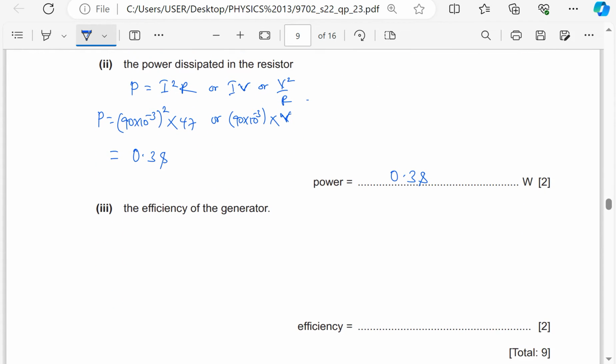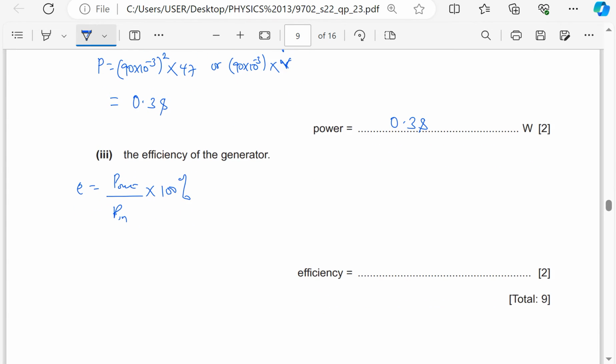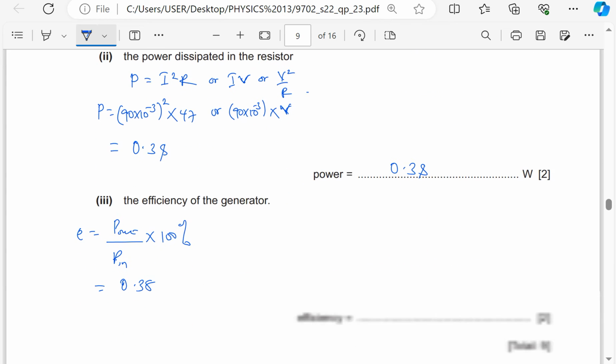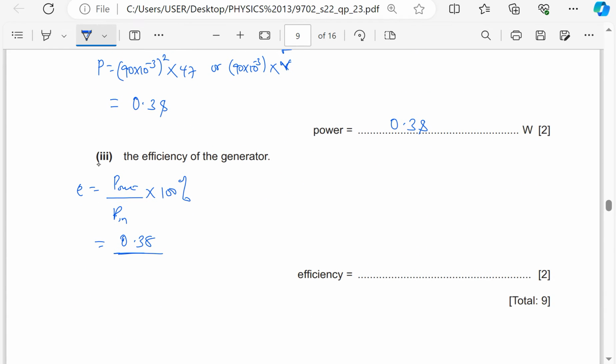Then efficiency of the generator. So we know that efficiency is equal to power output divided by power input. Then we multiply this by 100 to make it a percentage, if we want the answer in percentage. The power output is 0.38, which is the electrical. But the power input is the rate at which work is being done by the falling mass, which was 2.1. Then I multiply this by 100 if I want the answer to be a percentage.